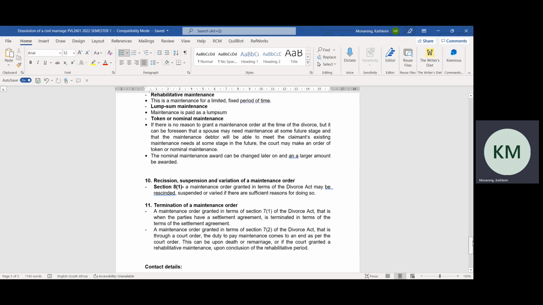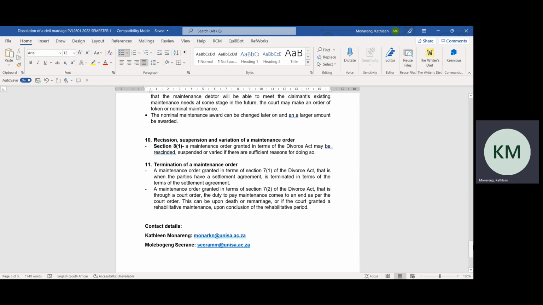You also need to know when a maintenance order can be rescinded, suspended, or varied. Variation of a maintenance order. You also need to know when a maintenance order can be terminated. And here also you need to know the difference. When spouses have entered into a settlement agreement and a maintenance order has been granted in terms of their settlement agreement, the maintenance order will come to an end in terms of what has been agreed on in the settlement agreement.